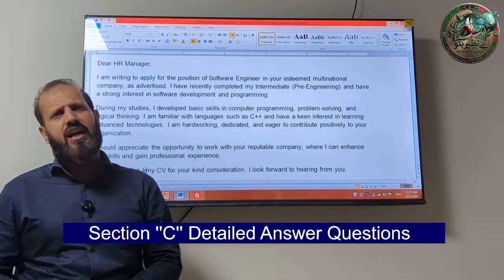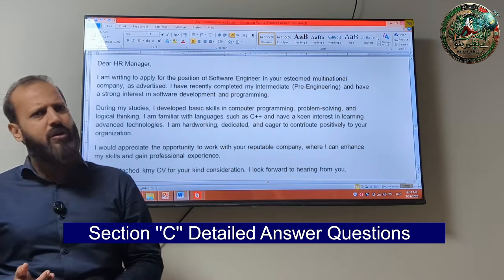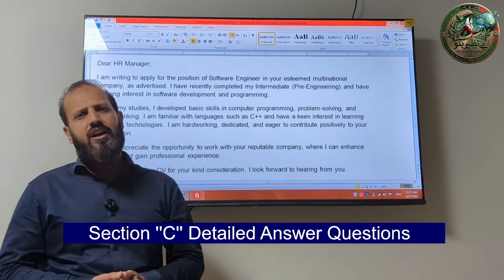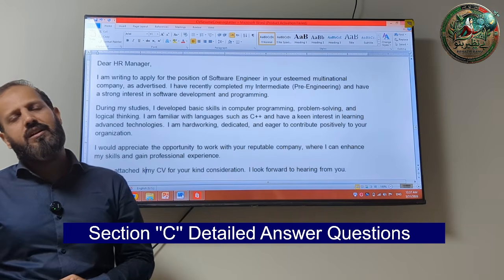Most of the students in Karachi, they are confused and they are really worried about covering letter, but this is the way it will make you simple covering letter writing.